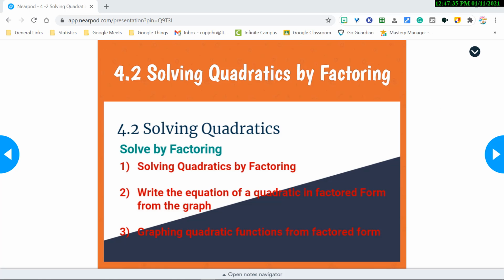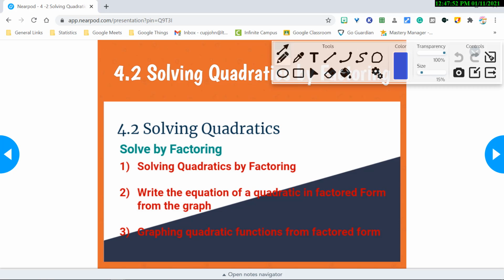Alright, we're going to do part 1 of 4.2, solving quadratics by factoring. Again, we've already done this, but I just want to make sure that we're on the same page, then we can do these problems. So what we're doing today is step 1, the first bullet point. These two will be tomorrow. Again, not difficult, just different.